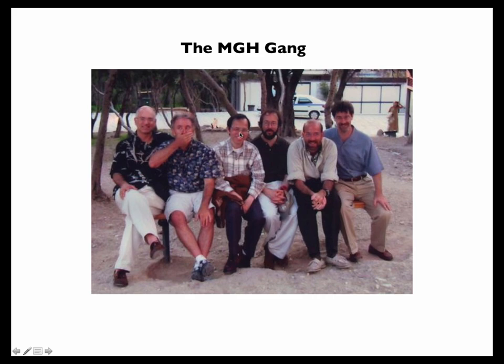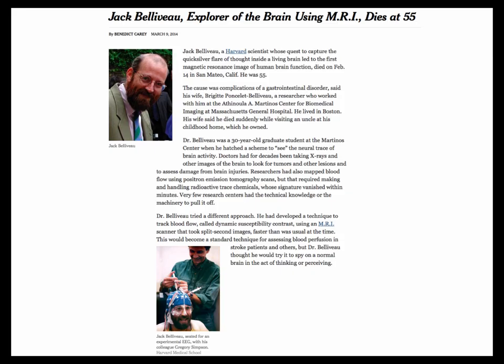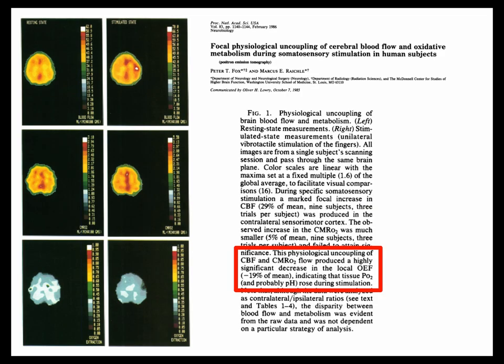Ken Kwong was the person who had the first fMRI experiment. Van Wedeen has been pioneering flow imaging, and now he's doing diffusion tensor imaging. Okay, there's Jack right there. Jack actually passed away just a few years ago, unfortunately, but his legacy lives on.